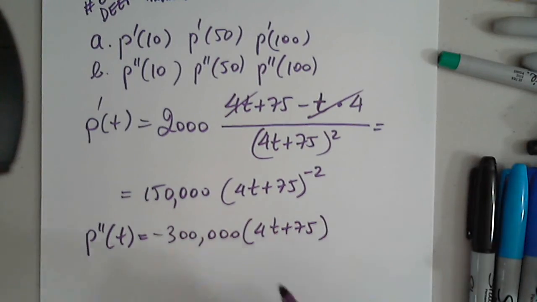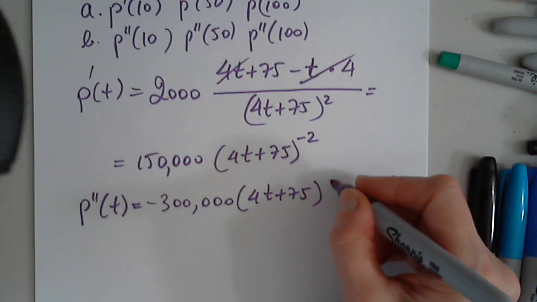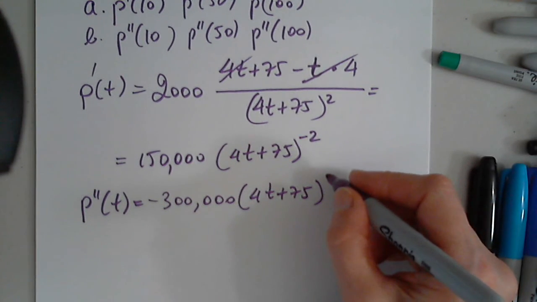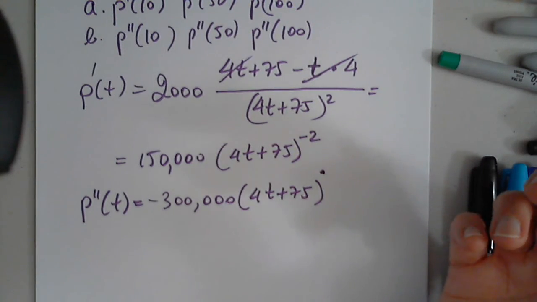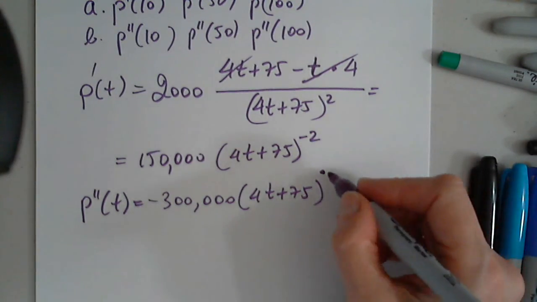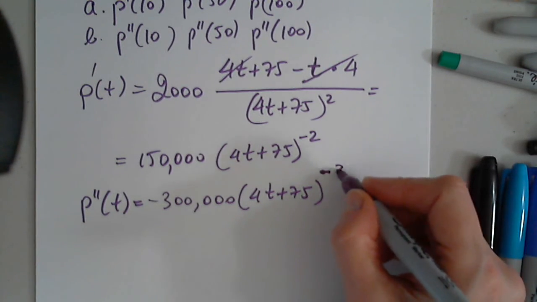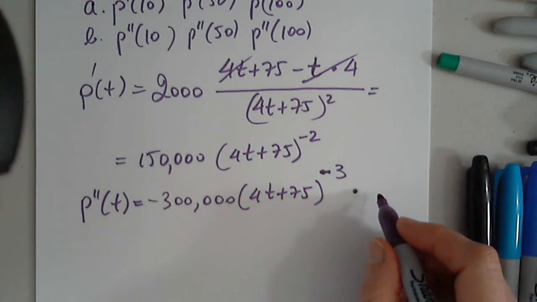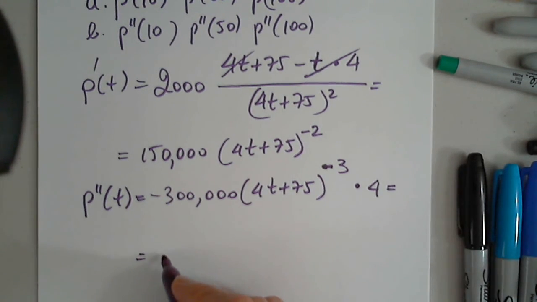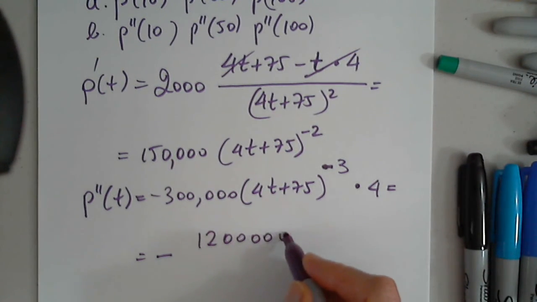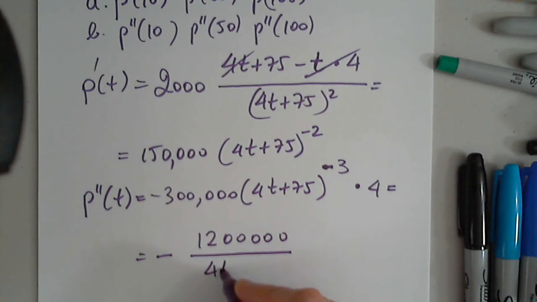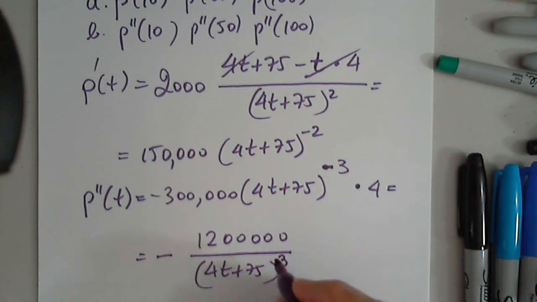4t plus 75 to which power? Would it be the -1? We subtract 1 from -2. Oh, so it'd be, I'm sorry, it would be -3 then. Good. Times the inner function prime, which is? 4. Excellent. So this is a negative in front. 1, 2, 0, 0, 0, 0, 0, everything over 4t plus 75 to the third power.